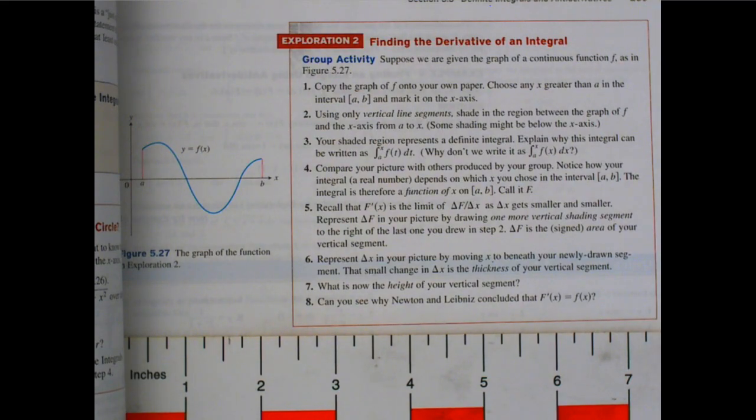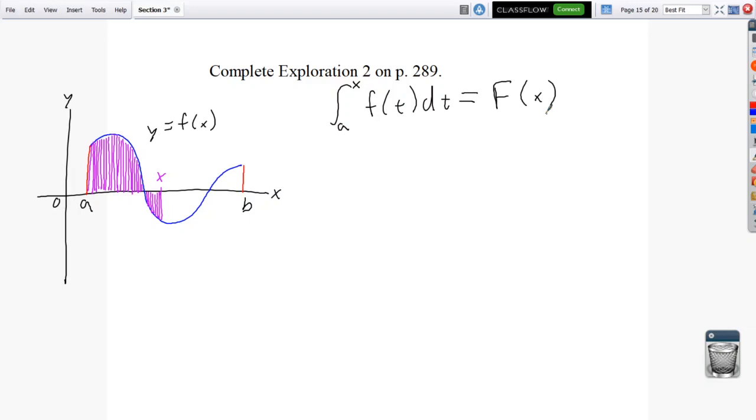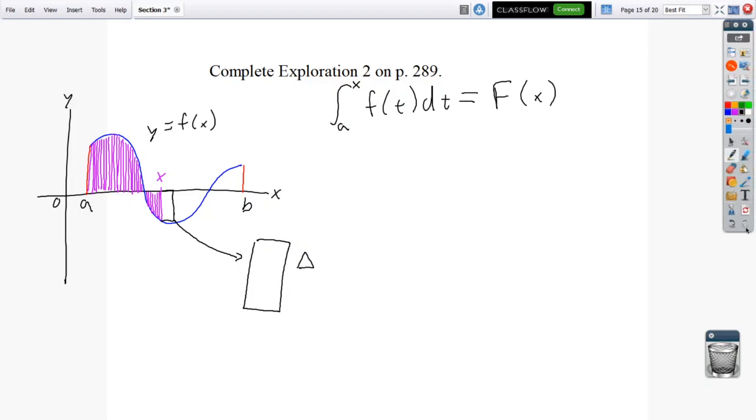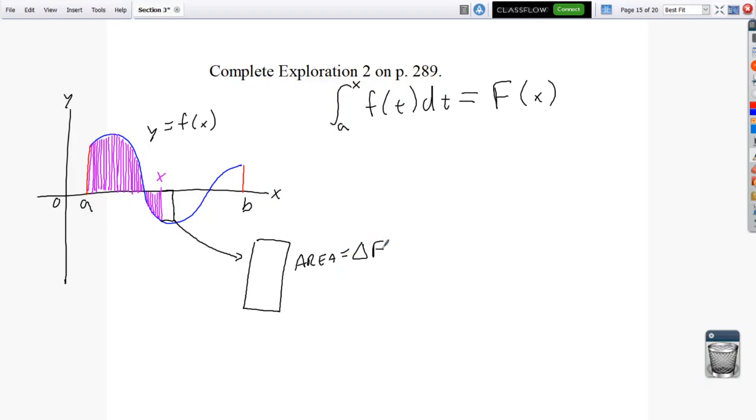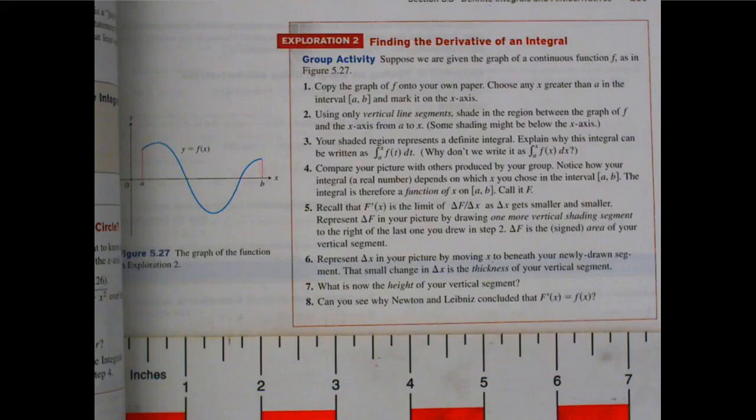So looking back over here, we're going to draw another vertical segment to the right of where we stopped. That vertical segment, I'm going to make slightly bigger. I'm going to make it into a giant rectangle, and that giant rectangle is going to be the change in my area. The area of this new segment is equal to delta F. It's the amount of area that's being added onto this function.